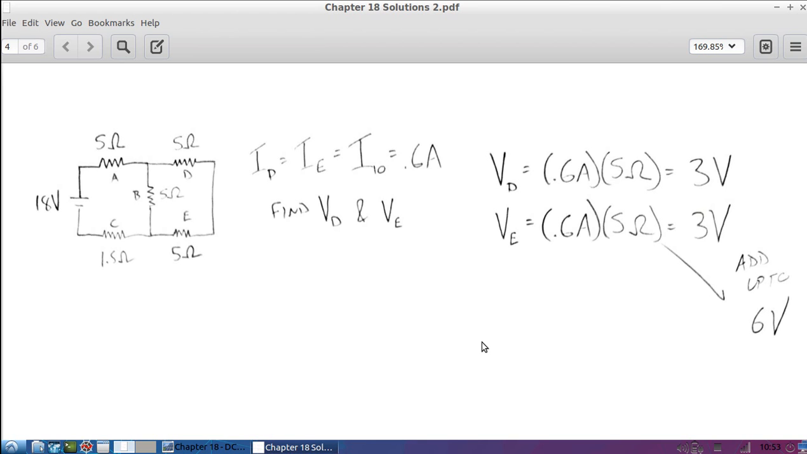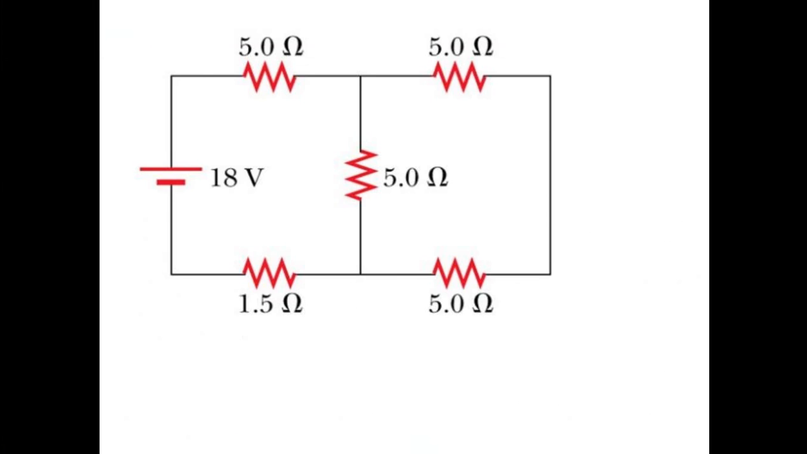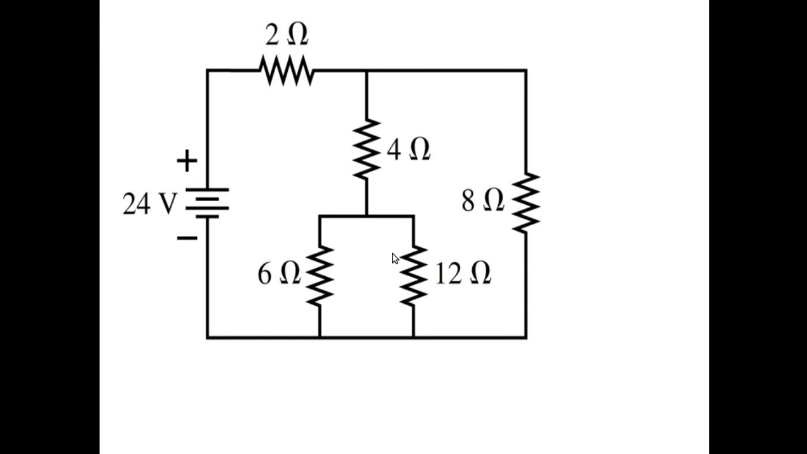We found the equivalent resistance, the current at the battery, the current through every resistor, and then the voltage drop across every resistor. So one more example, if I have time. Okay, I think I'm in good shape. I've got 17 minutes. I think I can do it.